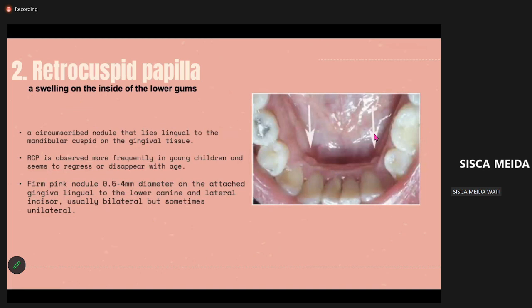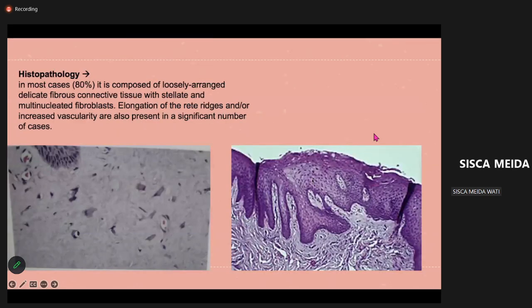The other one is retrocuspid papilla, or a swelling on the inside of the lower gums here. This is retrocuspid papilla, usually bilateral, symmetric. It can be healed or it can regress during the age. Okay. And histopathologically, you will see in most cases it's composed of loosely arranged delicate fibrous connective tissues. So you can see the difference with the previous developmental discrepancies.